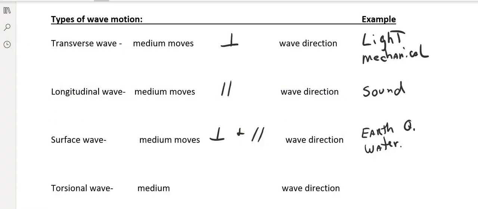Now, the last type of wave is also a tough one to draw. It would be what we call a torsional wave. And a torsional wave, what we might say is that the medium rotates about the wave direction, okay? There are certain mechanical systems that will be an example of this, where the medium will rotate. If you twist a rope, that twist will travel down the rope as a wave, okay? In order to look at this is a tough one.